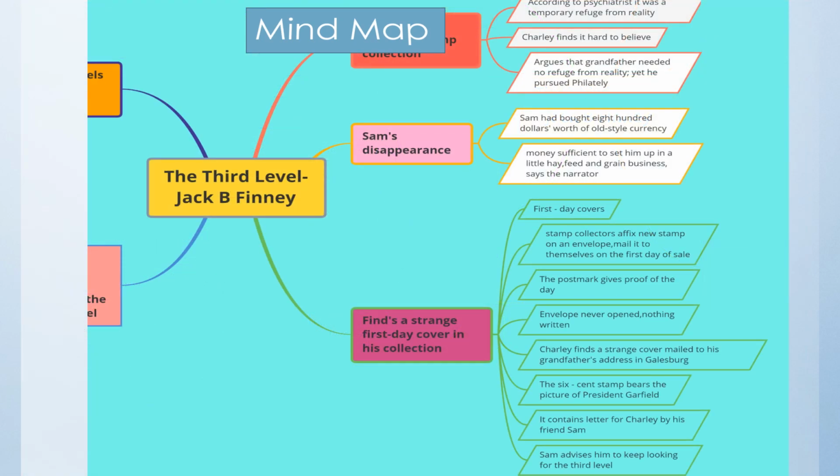Charlie's wife Louisa is really worried after knowing all this and asks him not to look for the third level any further. Suddenly, Charlie realizes that his friend Sam Weiner is nowhere to be found. So he and his wife keep looking for him in the weekends. Sam was the one with whom Charlie used to share his ideas about Galesburg. Now Charlie has given up looking for the third level and is busy with his life. And we know that he loves stamp collection.